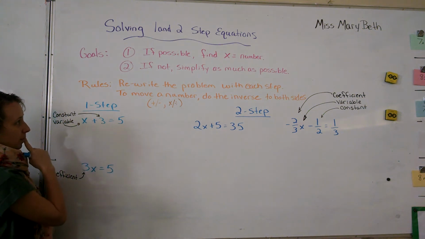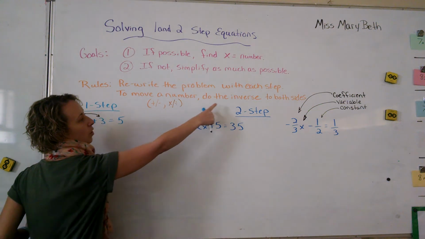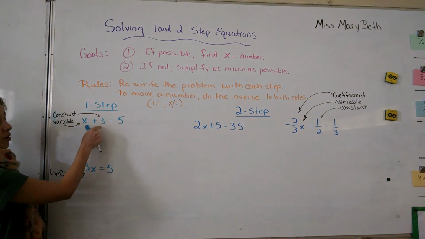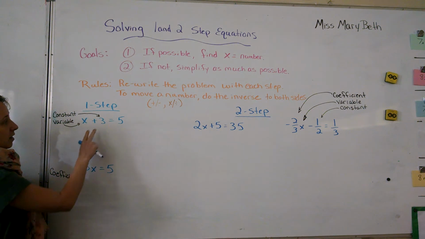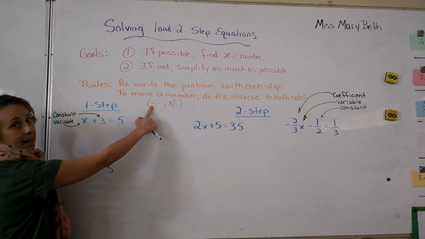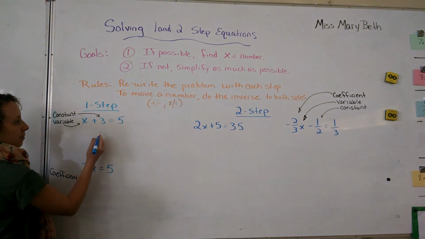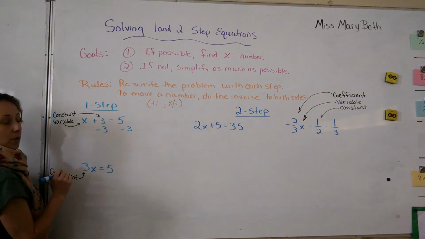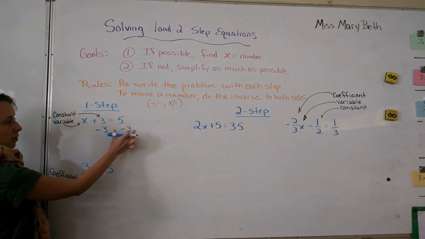How can I move the 3? To move a number, do the inverse to both sides. The inverse is the opposite. So right now I'm adding 3. The opposite of adding is subtracting. I'm going to subtract 3 from both sides. Do you see I'm subtracting 3 and subtracting 3?